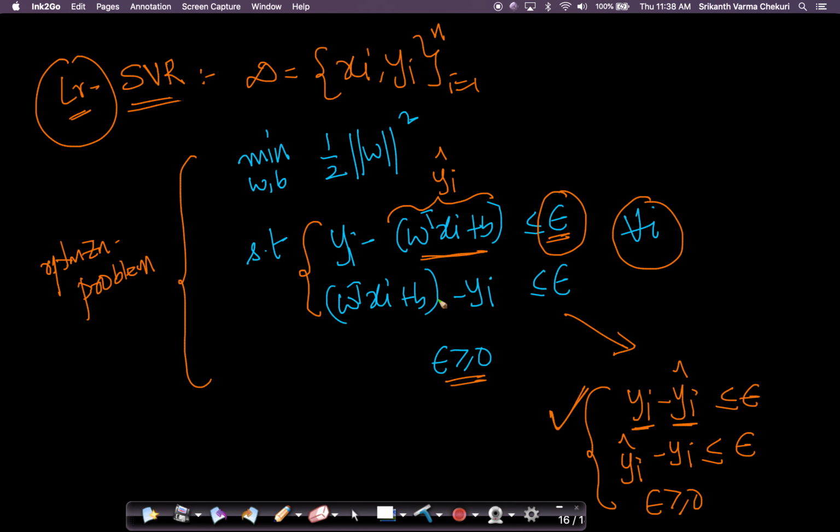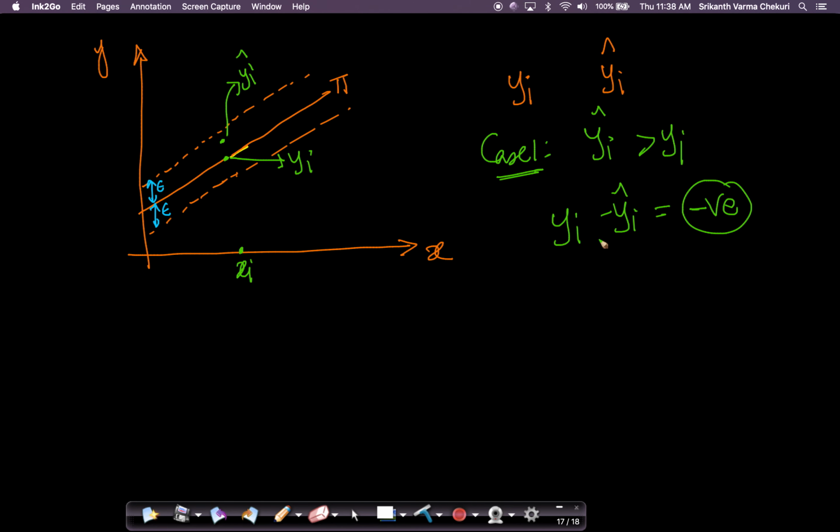Okay, and note, this is very important. This is the important part here. Epsilon is always greater than 0. Because yi is less than yi hat, this is a negative number, so it is always going to be less than or equal to 0. What does negative mean? Negative means that it's less than or equal to 0.